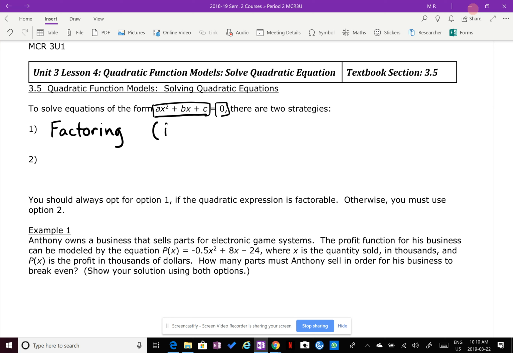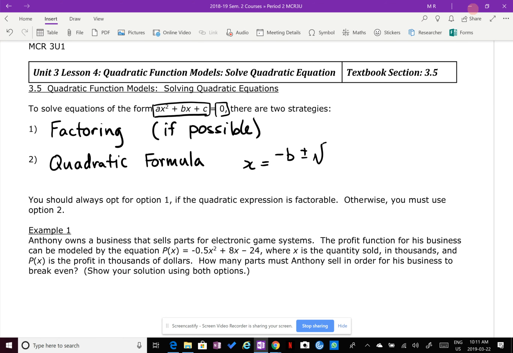Okay, you do factoring if it's possible. But when you cannot factor, the other strategy would be to use the quadratic formula. Okay. And the quadratic formula is this: x equals negative b plus or minus the square root of b squared minus 4 times a times c, all within that square root sign. And then everything is divided by 2a, where a, b, and c all come from the quadratic equation.